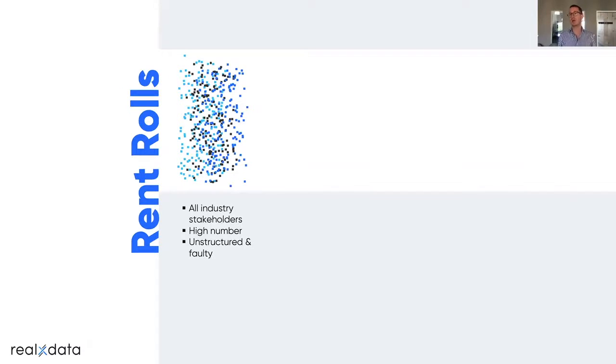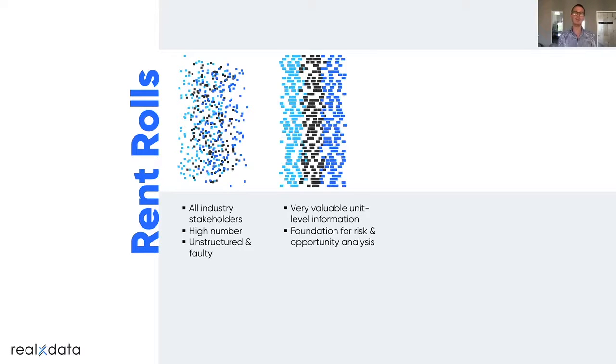Whether you're a banker or lender, whether you're a broker or consultant, investor or asset manager, you continuously face the challenge of receiving a high number of unstructured and faulty rent rolls in various formats. The information underlying these files is extremely valuable as it contains unit-level income information for any asset and portfolio, which allows you to detect the risks and opportunities to focus on.